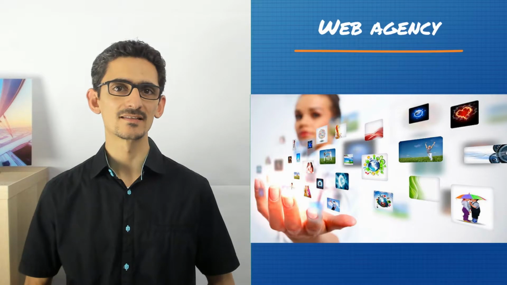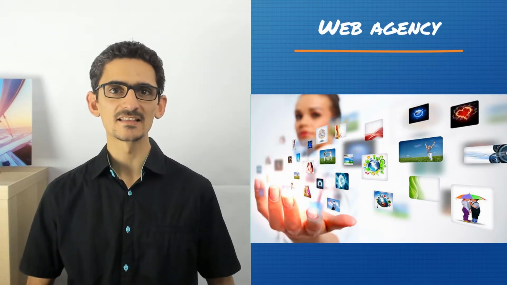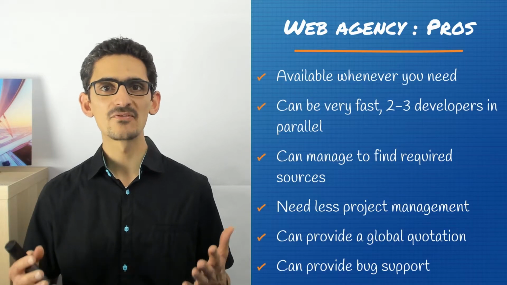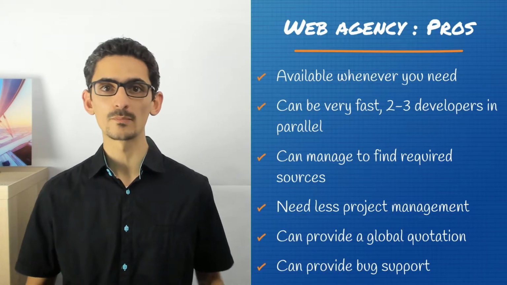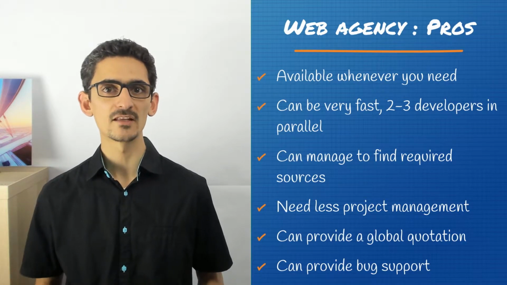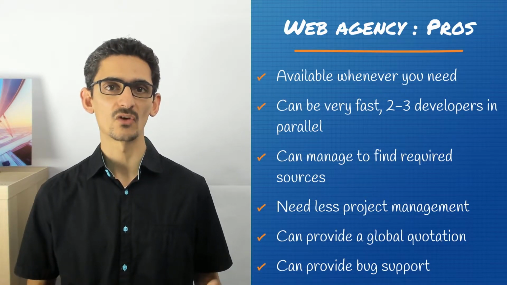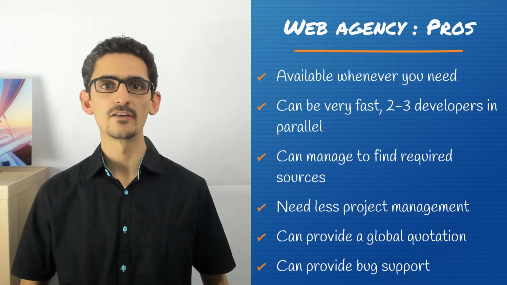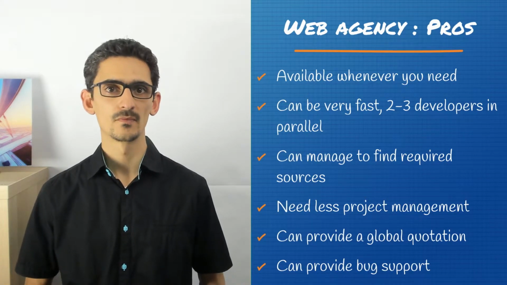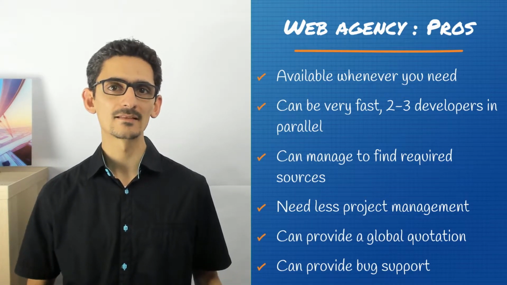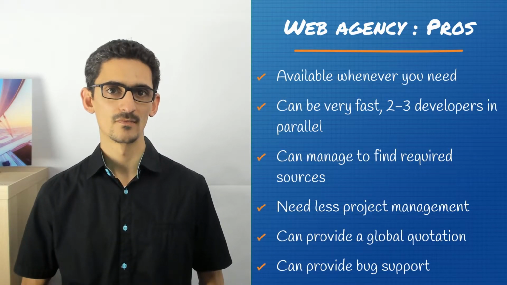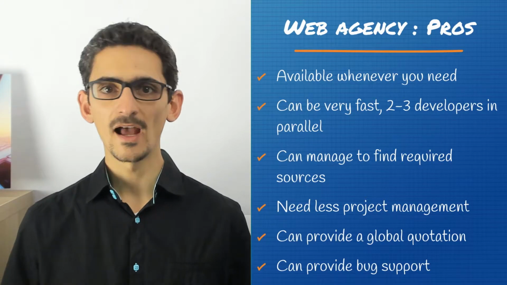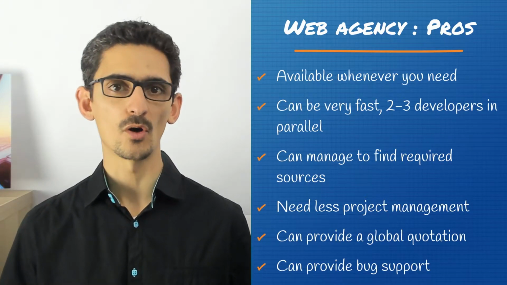Let's start with web agencies. The big pro for web agencies is that they are available whenever you need. They can be very fast in developing your software thanks to 2 or 3 developers in parallel. But they can also manage to find required resources for you. I mean, also designers, etc., and maybe experts. And they might need less project management, as they are already used to working all together. They can provide a global quotation as well as bug support for your project.